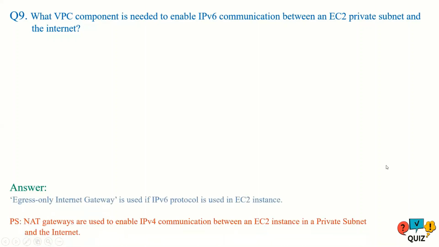What VPC component needs to be added? Okay, the answer is egress-only internet gateway. This particular internet gateway is used if the IPv6 protocol is used in the EC2 instance. If you have the IPv4 protocol instead of IPv6, then we will be using NAT gateway. We have performed this lab exercise, right? Yes, that's correct. All right, let's move on to the next question.